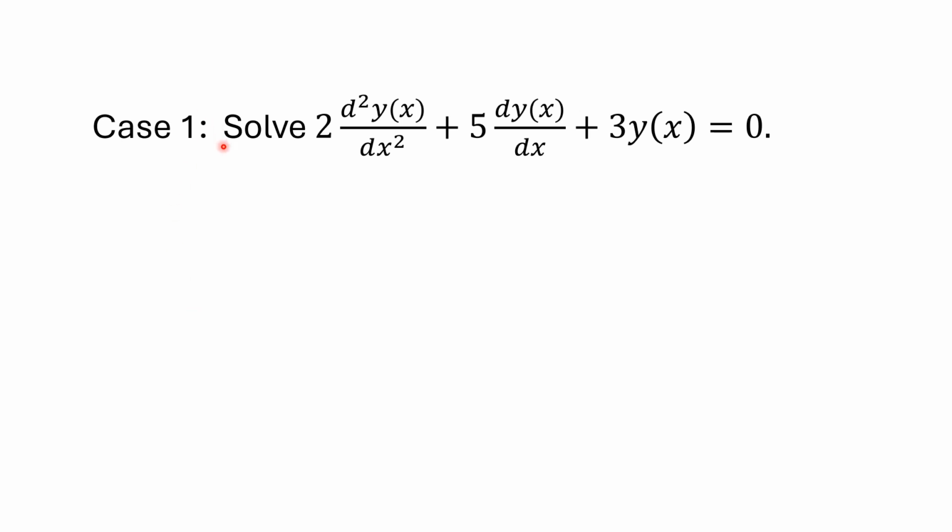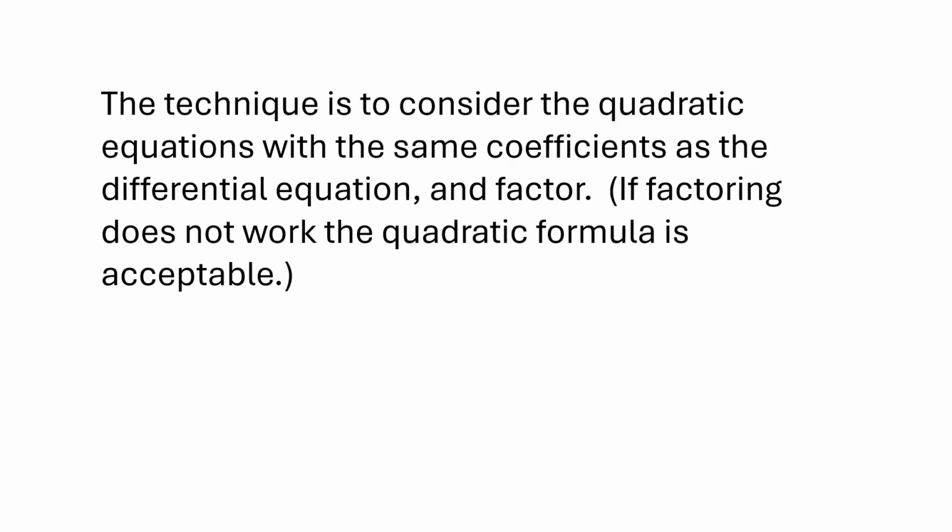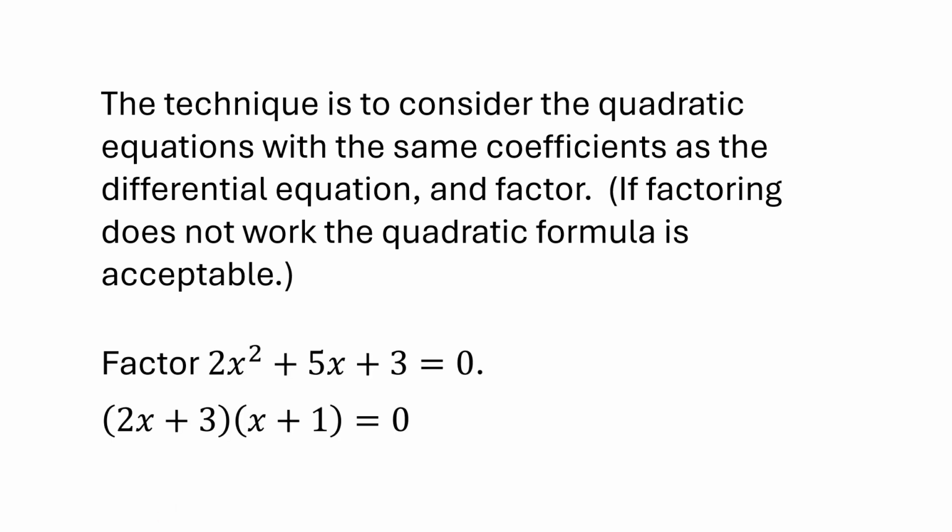We will solve a simple second-order differential equation: 2 times the second derivative of y with respect to x, plus 5 times the derivative of y with respect to x, plus 3 times y of x equals 0. The technique is to consider the quadratic equation with the same coefficients as the differential equation and factor. If factoring doesn't work, the quadratic formula is acceptable. We don't have to factor, but factoring is what we normally start with.